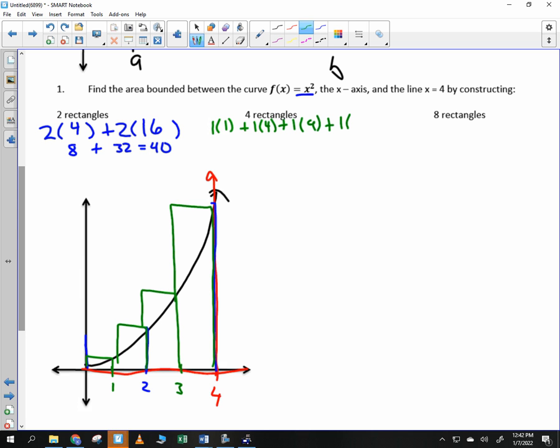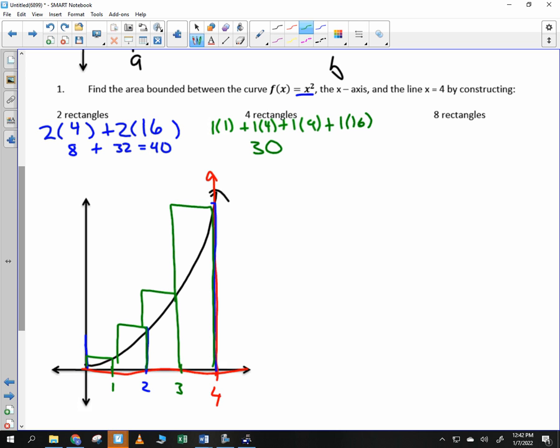Plus 1 times 16. So notice that as we divided it up, we still came up with the height of 4 and we still came up with the height of 16. Agreed? We added other things to it. The 4 and the 16 are still there. So if we just add these up, we get 1 plus 4 is 5, plus 9 is 14, plus 16 is 30. What happened to our estimation?